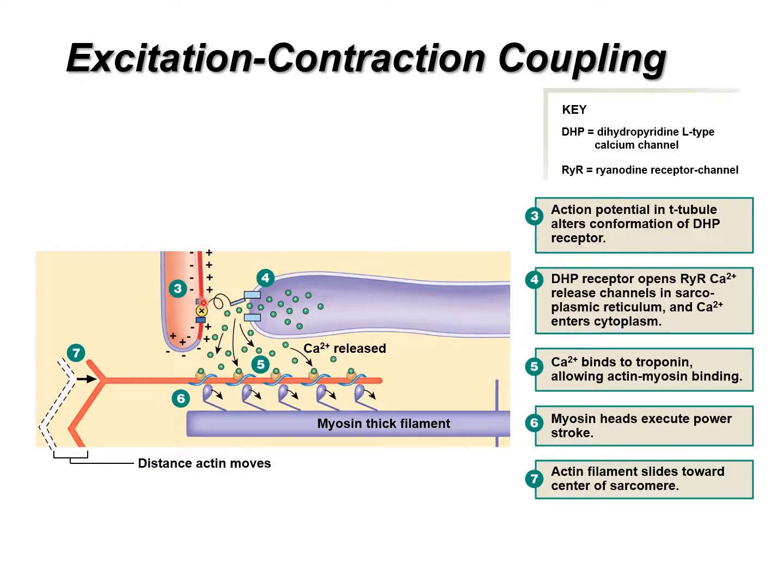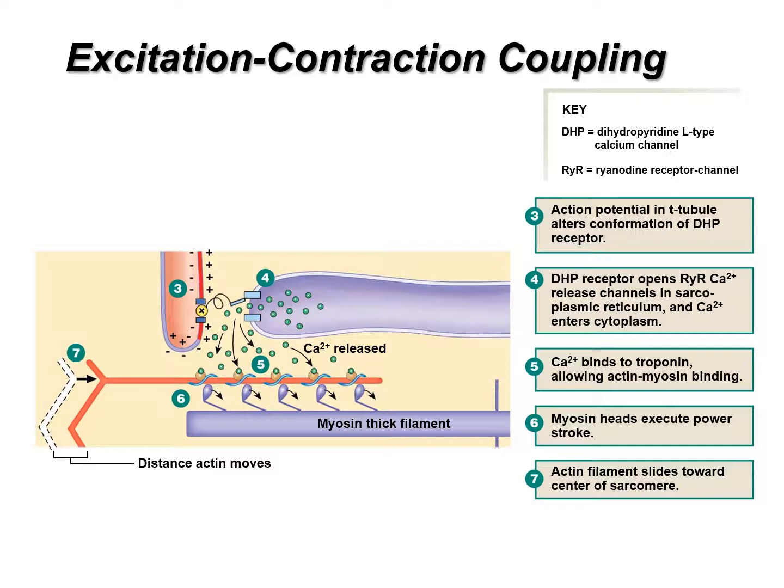So here we have that action potential coming down, and as we get down into those T tubules, we encounter a really, really interesting little protein called DHP receptor, dihydropyridine, but you can just call it DHP. That's fine with me. DHP receptor is a voltage-sensitive protein.